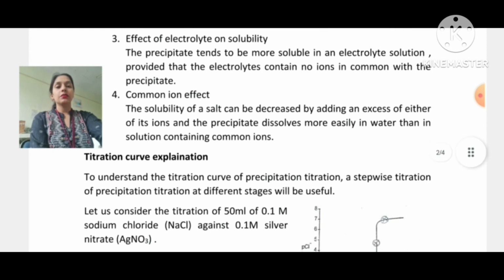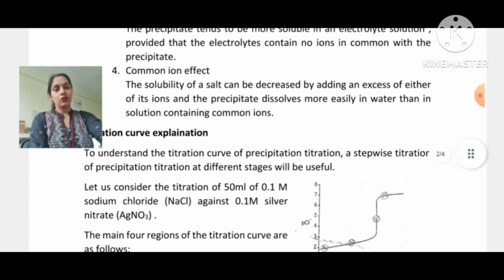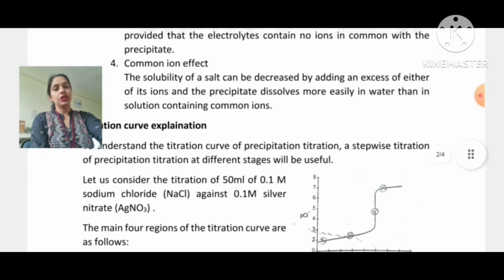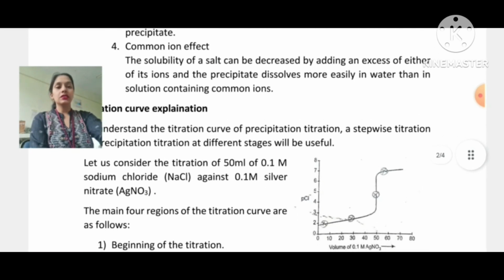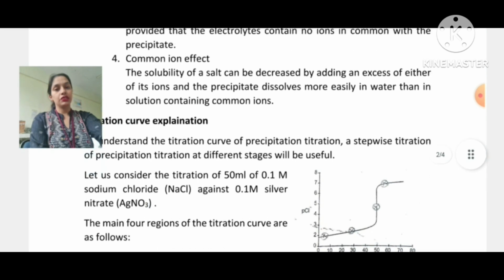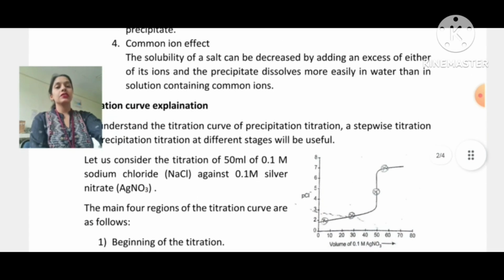Today we are going to discuss the titration curve for the precipitation titration. To understand this, a stepwise titration or precipitation titration at different stages will be useful.